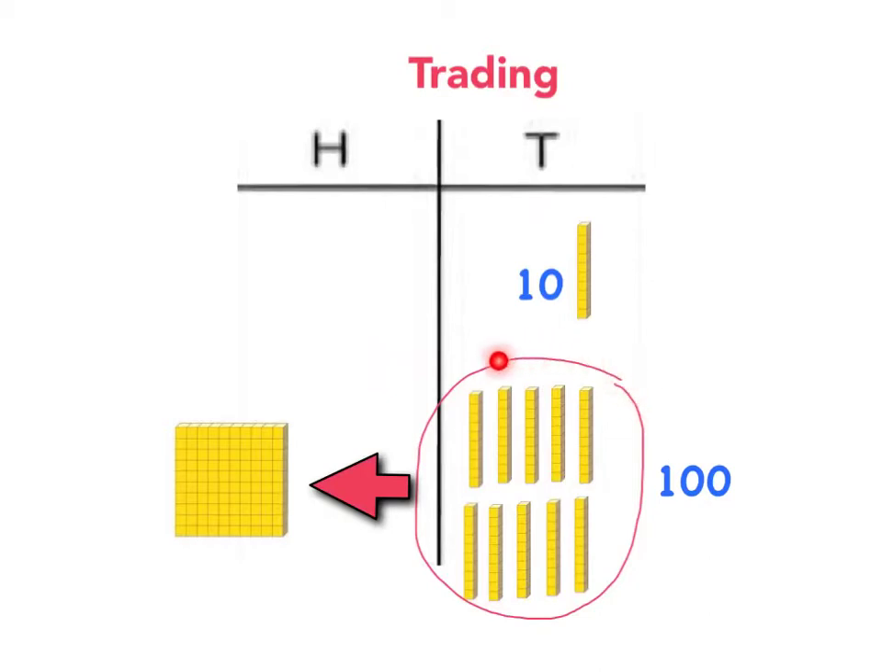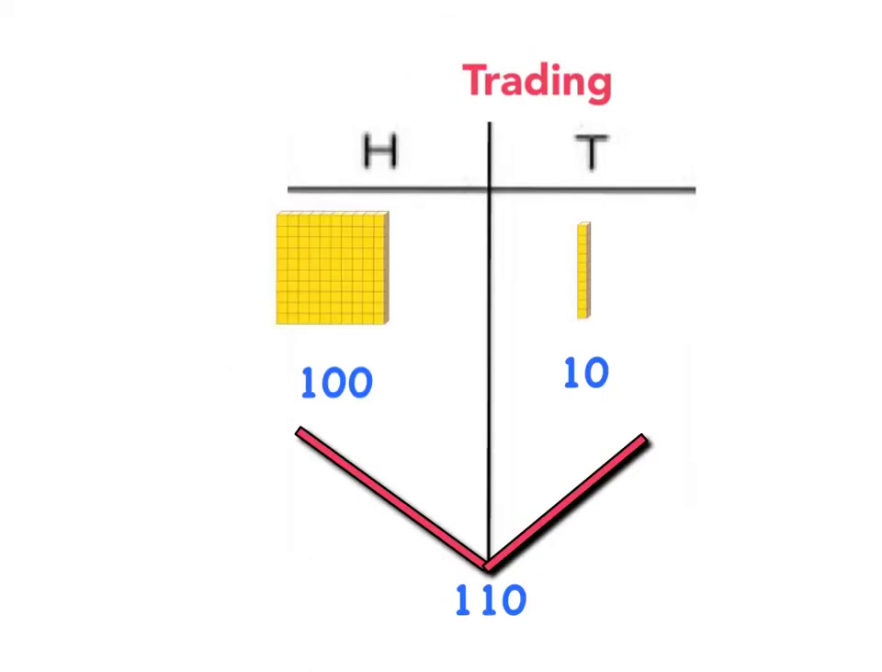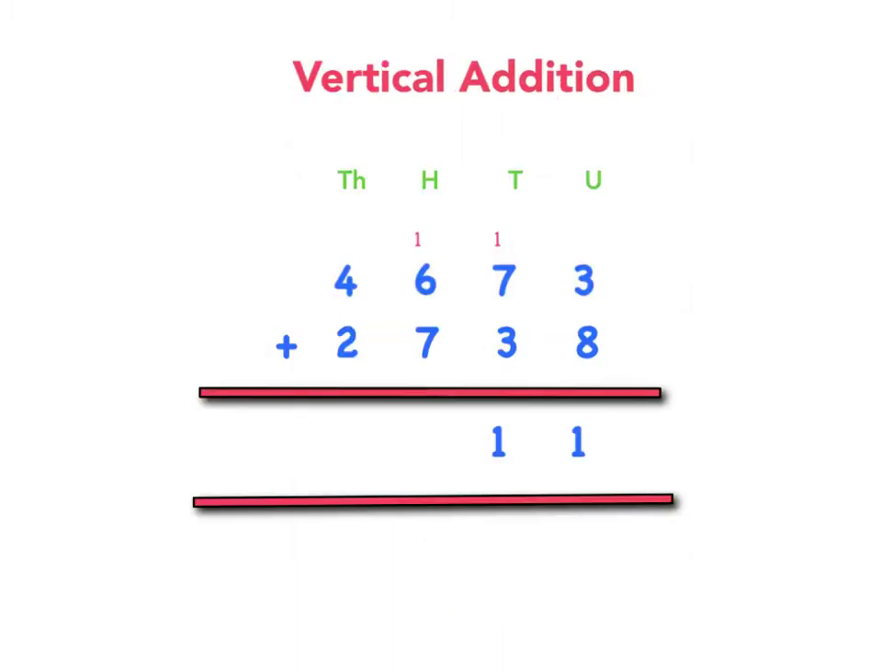Here we have rebundled 10 tens together to make 100, and that 100 is going to be traded into the hundreds column. The lone 10 will remain in the tens column. Visually we can see that we have 10 and 100, which now makes 110. Let's have a look at this in our sum. So we can now see that we have 10 in our tens column, and we have traded the 100 into the hundreds column.